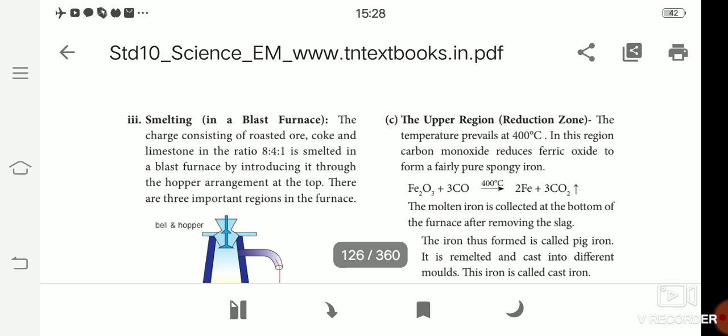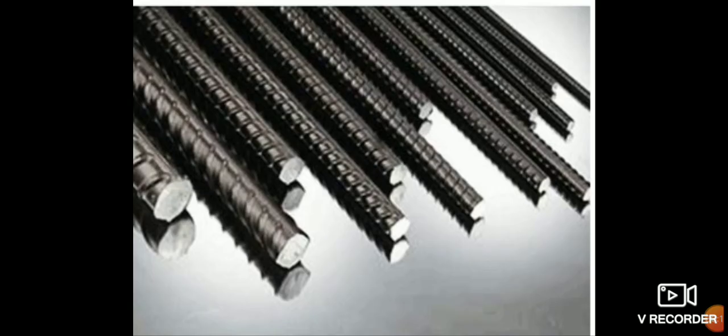So the next one, the physical properties of iron. The first point is the luster of metal, white or greenish in color. Then high density, high malleability and high ductility. Then it can be magnetized, it has magnetic properties.